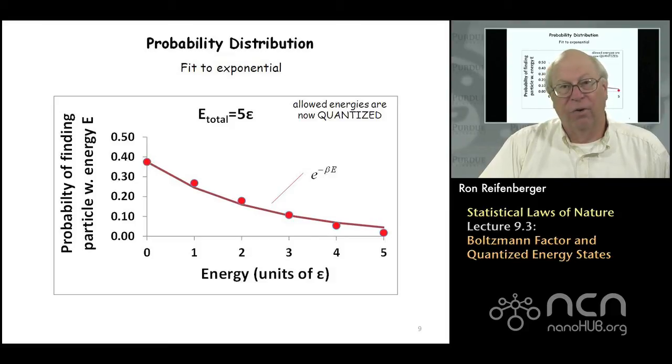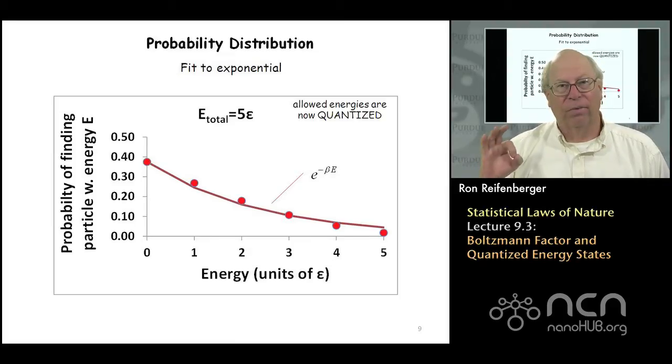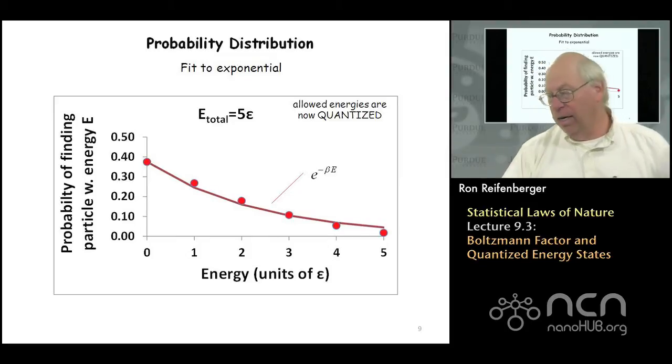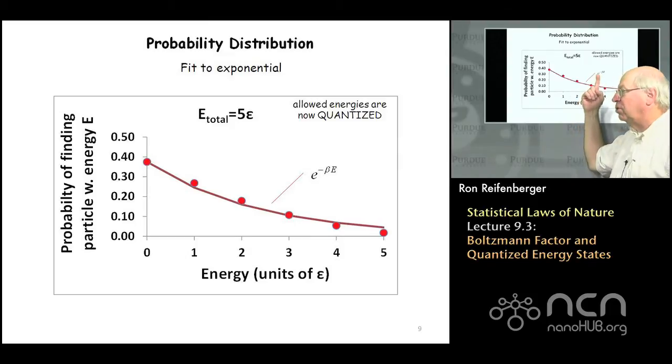This is the equivalent of the Maxwell-Boltzmann distribution for velocities in a classical gas, except now we're considering a system where the energy levels are quantized and the particles are distinguishable. This is the sort of curve that you get for that system. Why do you get this exponential fit? Why does that work so well?